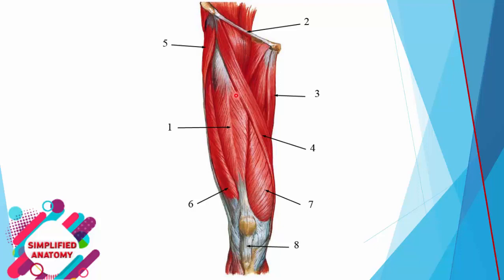To imagine this diagram, this is anterior view of the front of the thigh after removal of skin and fascia. The key muscle in this diagram is number 4, which extends from anterior superior iliac spine to the medial surface of the tibia, which is called sartorius muscle.